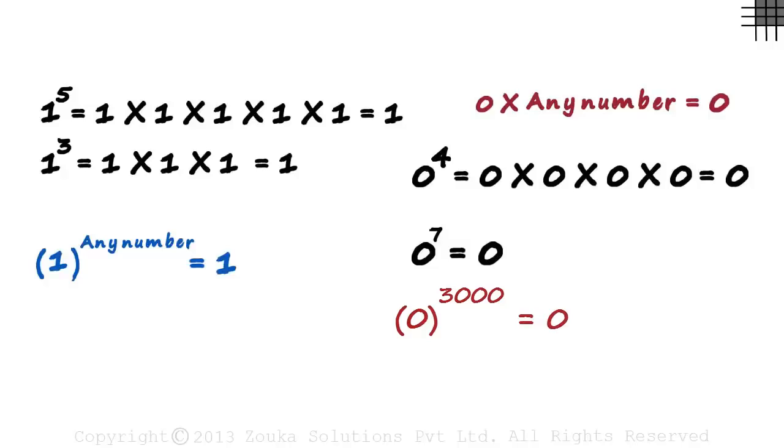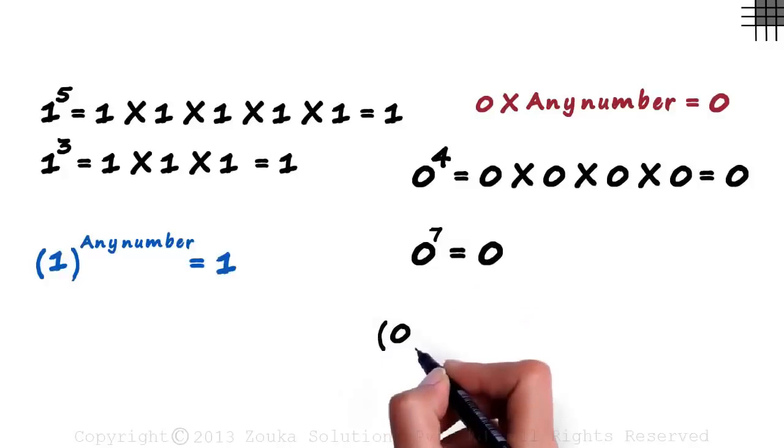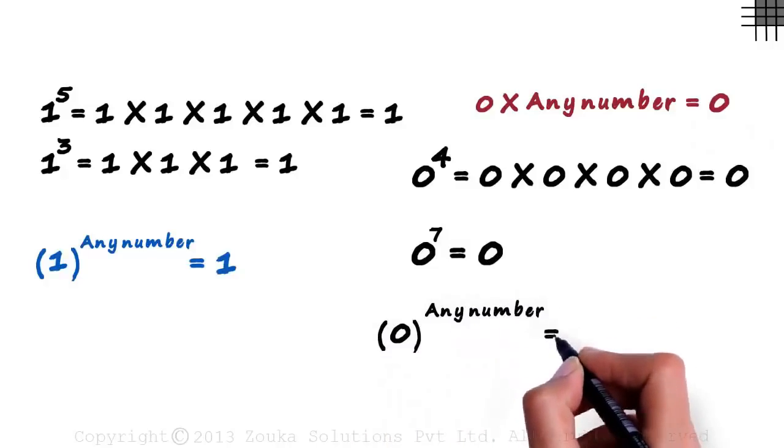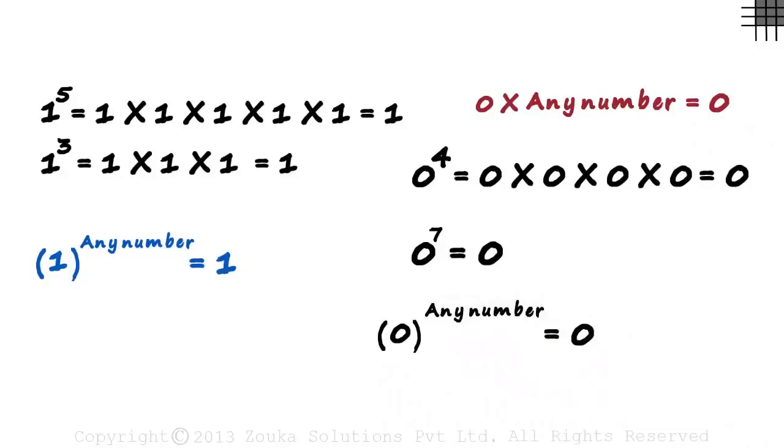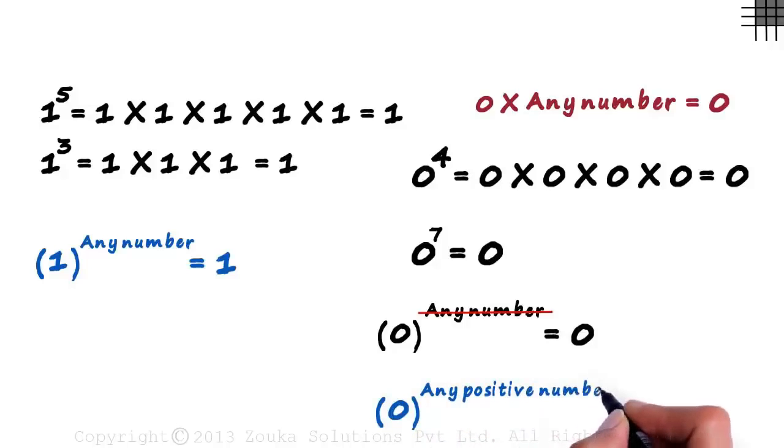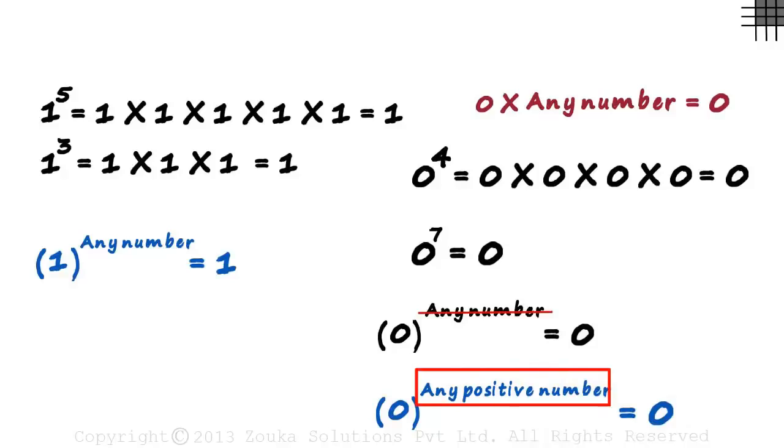So you would have guessed the property by now. 0 raised to any number equals 0? Correct? No, that's incorrect. The correct property says that 0 raised to any positive number will always equal 0. Why can't we have negative powers here? We will see that in our video on negative exponents.